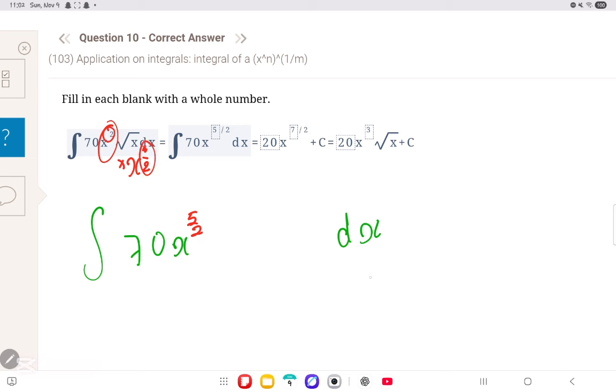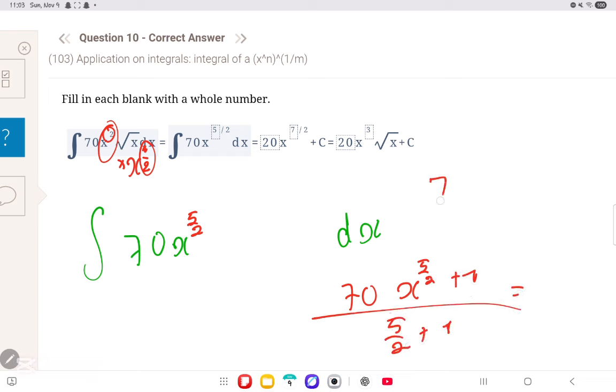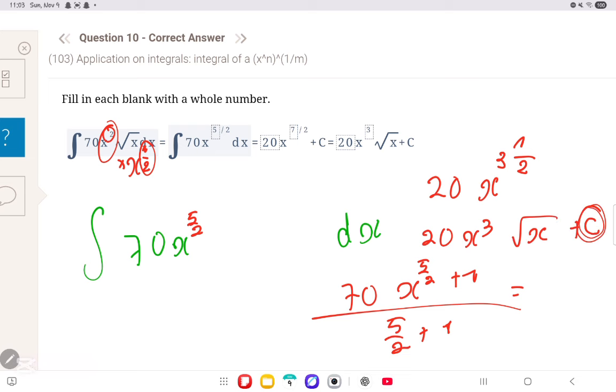Now I need to integrate this. So it's going to be 70 x to the power of 5 over 2 plus 1, over 5 over 2 plus 1. So it's going to be 70 x to the power of 7 over 2 divided by 7 over 2, so times 2 over 7. After simplification, that's going to be 10 x to the power of 7 over 2 times 2, so basically 20 x to the power of 7 over 2. Now 7 over 2, I cannot keep it as an improper fraction. I will change it into a mixed number, 3 1 over 2. You can find out by putting 7 over 2 on your calculator, making it equal and clicking Shift SD. You will get 3 1 over 2, okay? So that means it's going to be 20x to the power of 3 radical x, and do not forget to add the plus c. This is how you integrate.